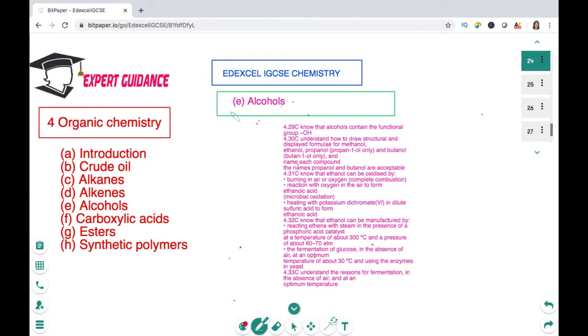Today in this video, we'll be covering the topic E-alcohols of section 4 Organic Chemistry of Edexcel IGCSE Chemistry. Now in this video, we'll be looking over how we draw the structural formula of alcohols, what the reactions of alcohols are, how alcohol can be oxidized, and how we manufacture ethanol. There are two ways of manufacturing ethanol, and we'll be looking over the advantages and disadvantages of both.